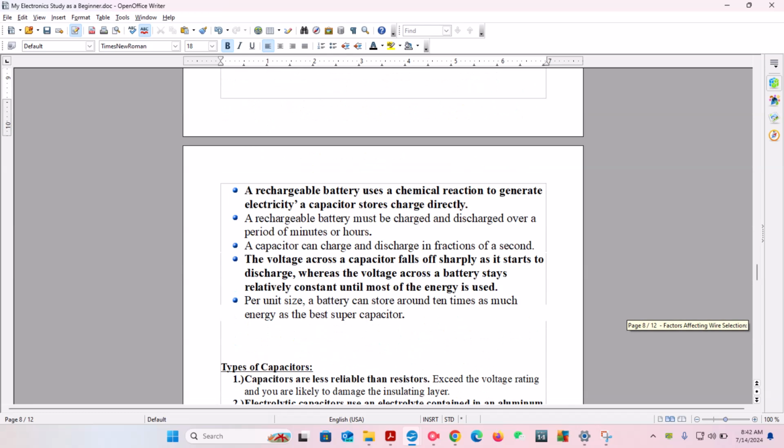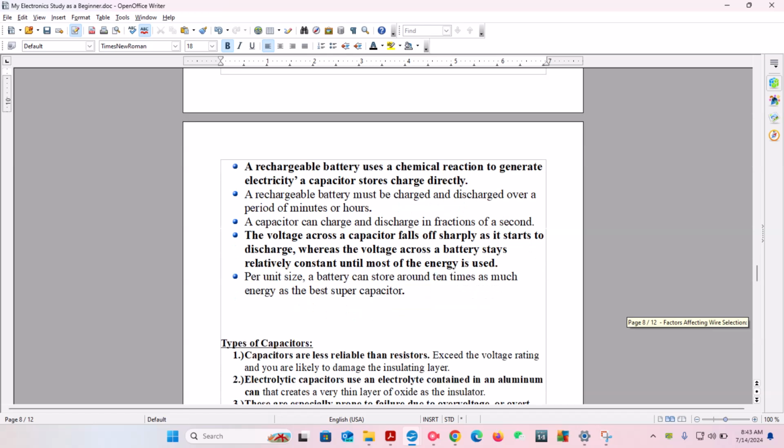Now let me give you some characteristics about this. A rechargeable battery uses a chemical reaction to generate electricity, while a capacitor stores charge directly. That is, a rechargeable battery must be charged and discharged over a period of minutes or hours. A capacitor can charge and discharge in fractions of a second. The voltage across the capacitor falls off sharply as it starts to discharge, whereas the voltage across a battery stays relatively constant until most of the energy is used. Per unit size, a battery can store around 10 times as much energy as the best supercapacitor. So you see, that's what batteries are for, to store energy.